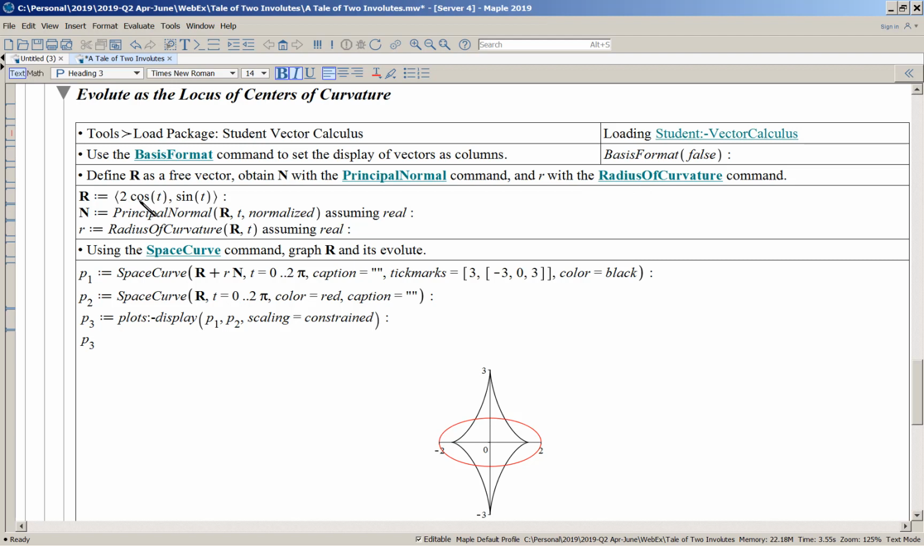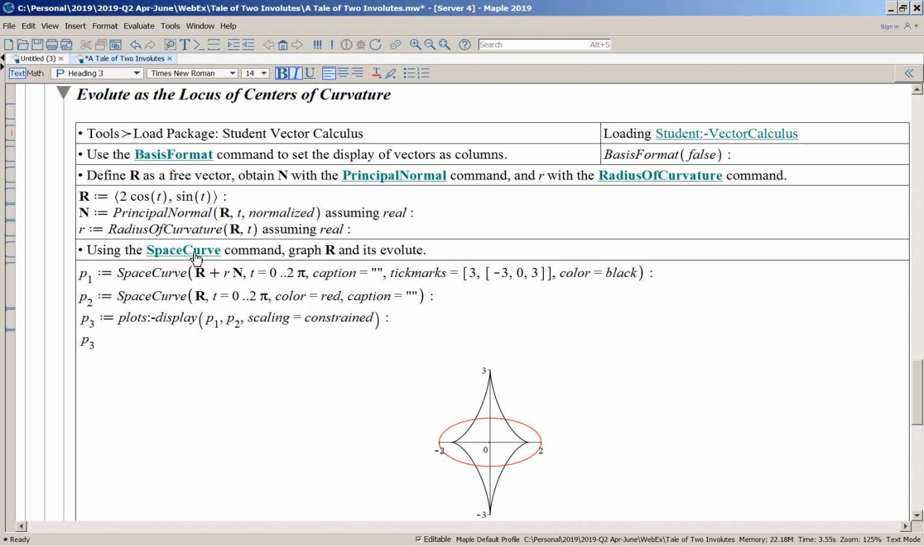So here's my ellipse, 2 cos t, sin t. So you can see that the semi-major axis is 2 and the semi-minor axis is 1. So that's the parametric representation of the ellipse. Principal normal: I'm using Maple's built-in principal normal command. The argument has normalized in it, then you get a unit vector. And a radius of curvature command. So there's the radius of curvature.